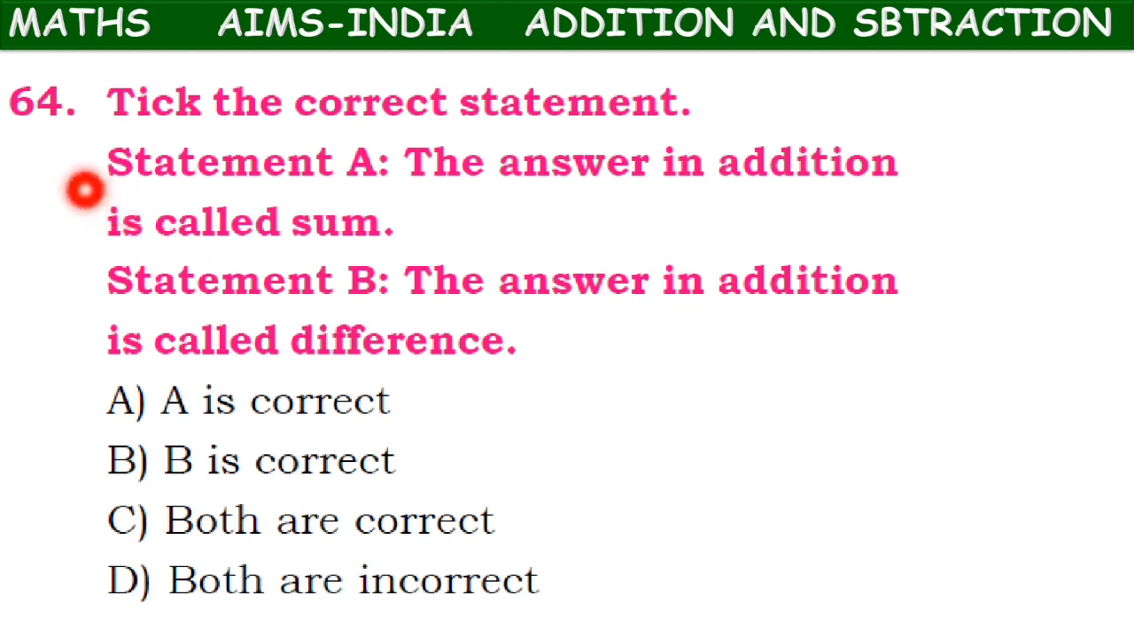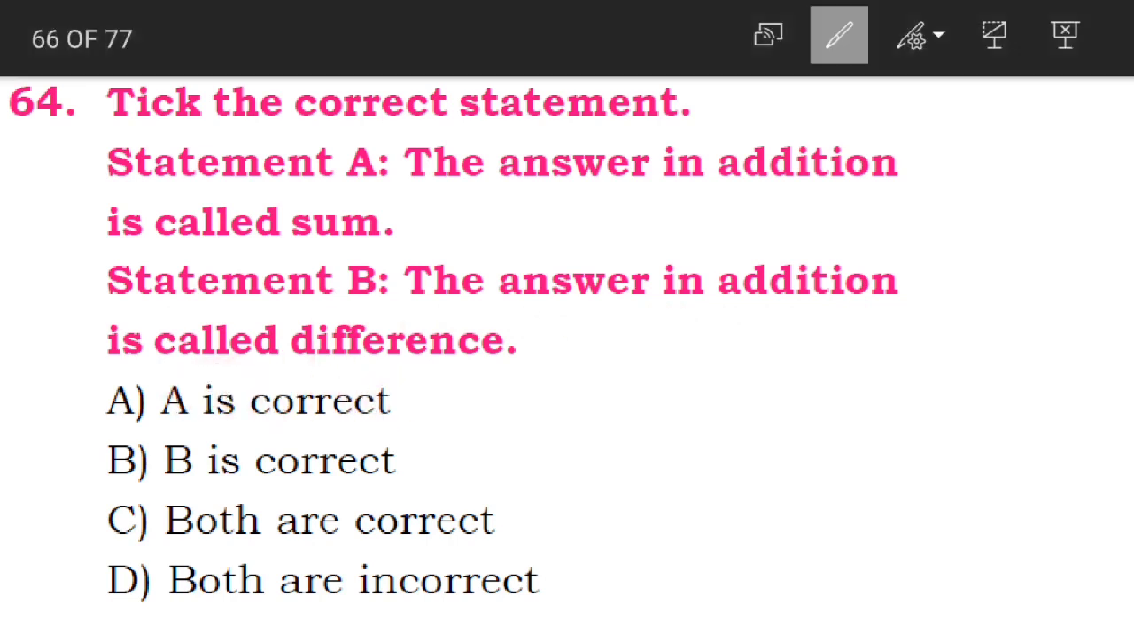Coming to question number 64. Tick the correct statement. Statement A: the answer in addition is called sum. Statement B: the answer in addition is called difference. Now which is the correct one, children? A, right? The answer in addition is called sum. The answer in subtraction is called difference. So B is wrong. Only A is correct.